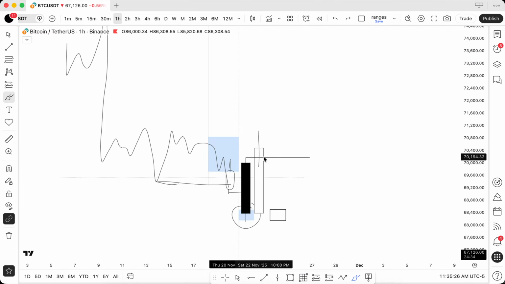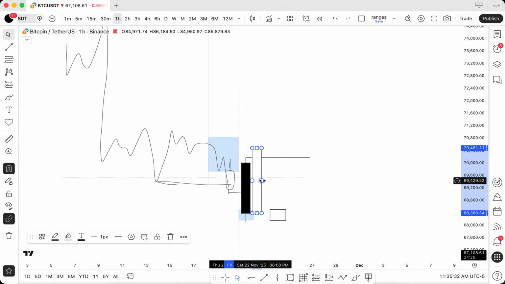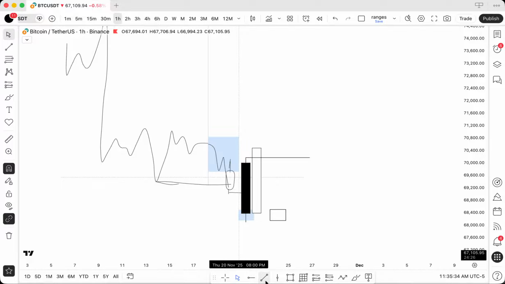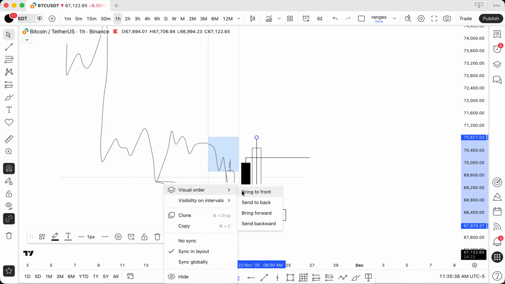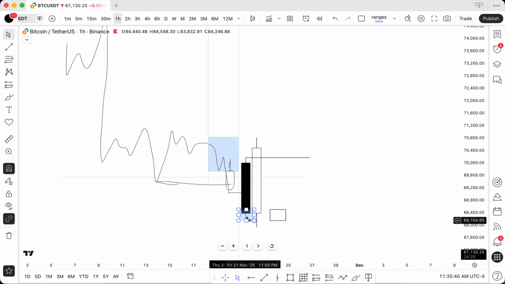This is how a model number one forms. Now to make it higher probability, if you have watched my old video about high probability order block, the key range is this one. It's the order block being swept, meaning the candle that stops being swept and closed above. This is how a swing point is forming.